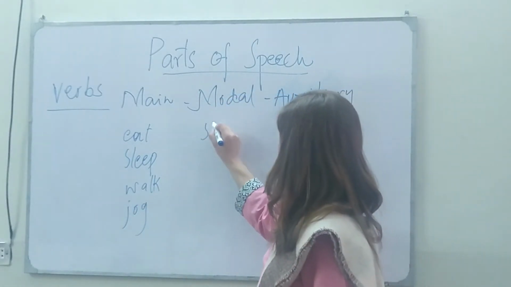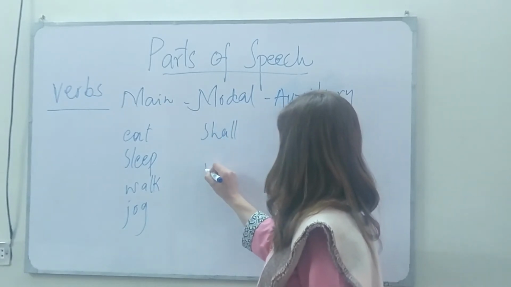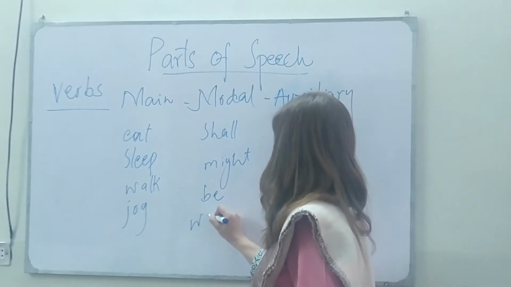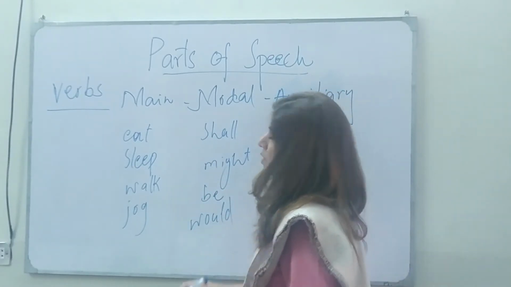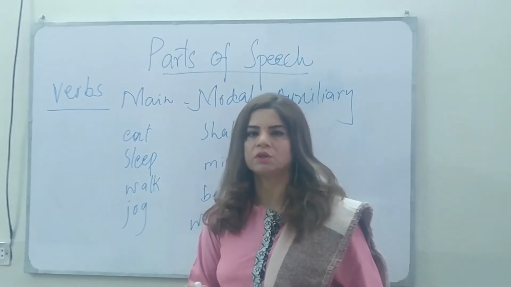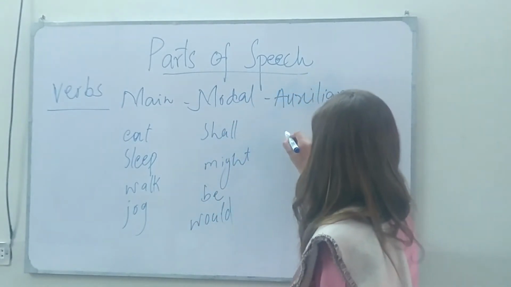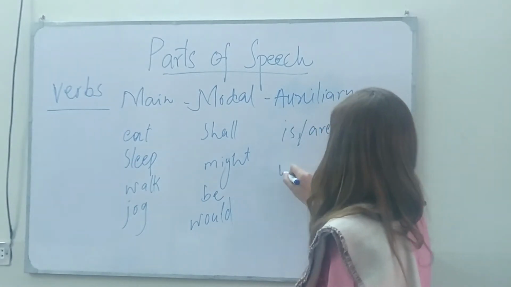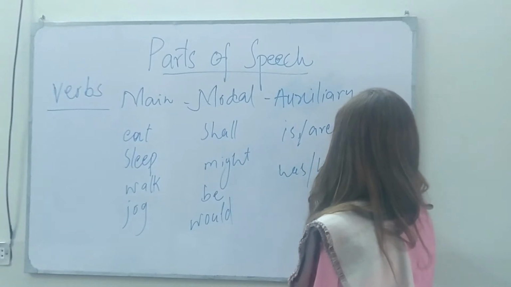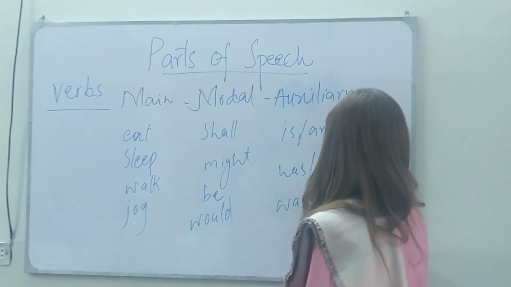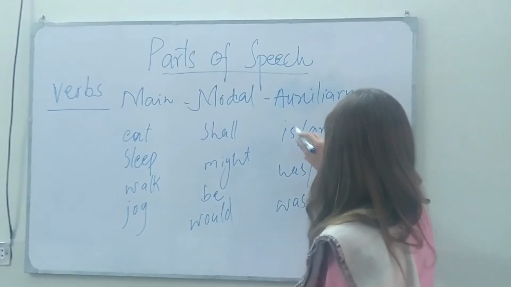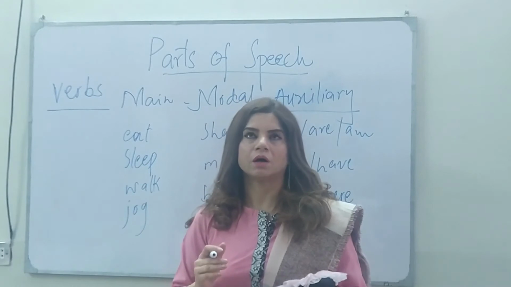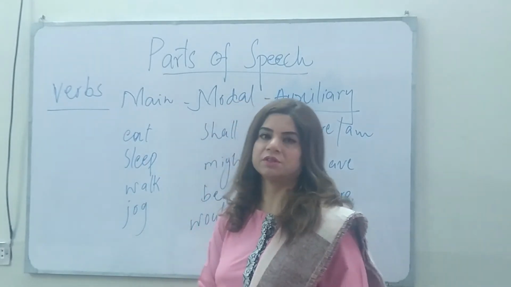Modal verbs are shall, might, would, and that kind of verbs are called modal verbs. Auxiliary verbs are is, are, am, has, have, was, were. Why are they called auxiliary verbs? They are also called helping verbs, as they help the main verb in forming sentences. What they are, we will discuss in detail.